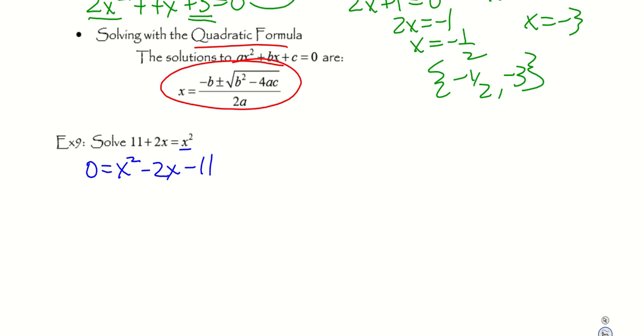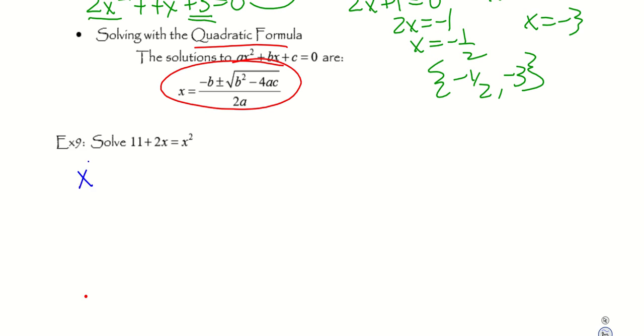I can try to factor this. So I would have to have x and x here. My only options to get 11 would be to have 11 in one binomial and 1 in the other. And no matter what my signs are, there's no way for me to make 1x plus 11x equals 2x. So that's not going to factor. Let's take that back out and go back to where we were.